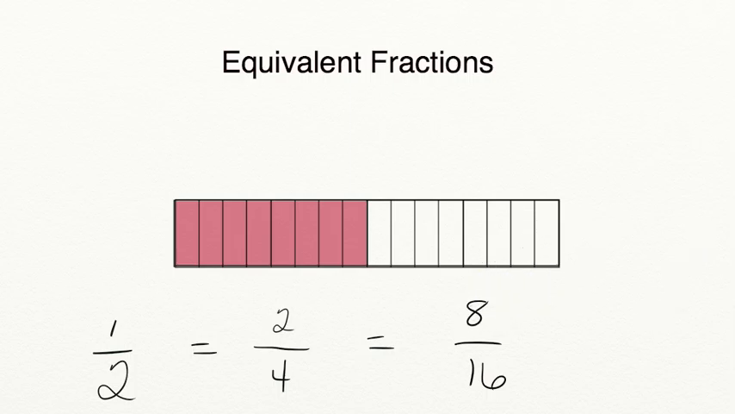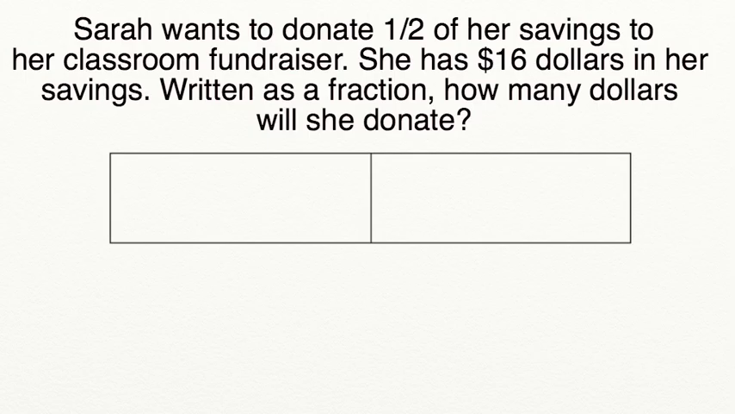Are you starting to see a pattern? To find an equivalent fraction, you need to either multiply or divide your numerator and denominator by the same number. For example, 1 times 2 equals 2, 2 times 2 equals 4. Now you don't always have to multiply or divide by the number 2. As you can see, we can also multiply or divide by different numbers. 2 times 4 equals 8, and 4 times 4 equals 16. As long as you are multiplying or dividing by the same number with your numerator and denominator, you will find an equivalent fraction. Let's go ahead and practice what we've learned with a word problem.